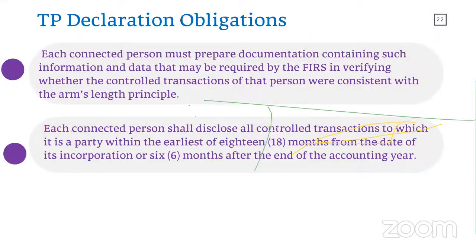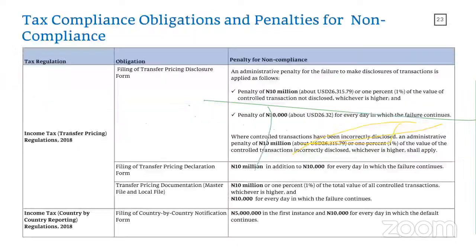We'll talk about the TP declaration obligation. It says each connected person must prepare documentation containing information and data that may be required by FIRS in verifying whether the controlled transaction of that person was consistent with the arm's length principle. Then each connected person shall disclose all controlled transactions to which it is a party within the earliest of 18 months from the date of its incorporation or 6 months after the end of the accounting year.